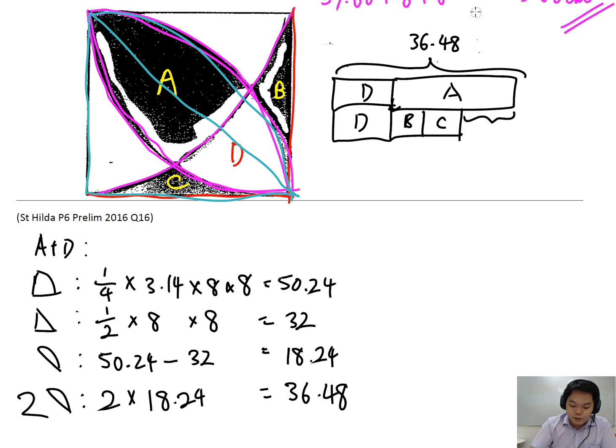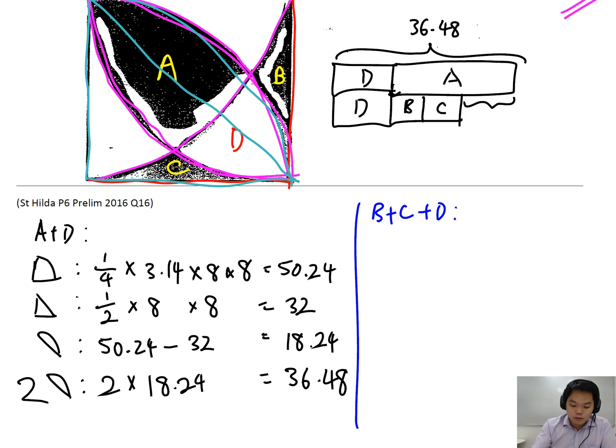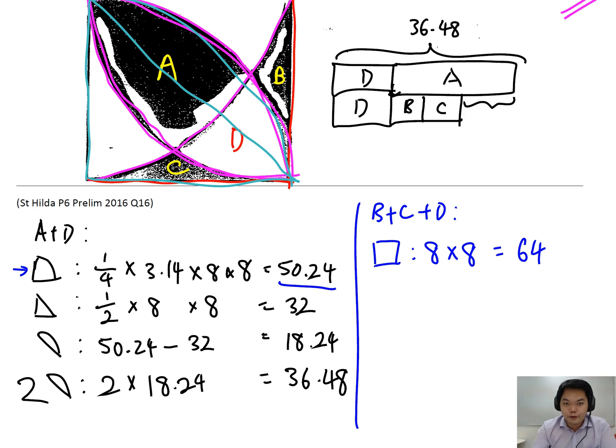Then on to B and C. B, C and D. To get this, we have to take the whole square and subtract off a quadrant. So we already know that the square has length 8, its area must be 64 cm squared. We already know that the quadrant's area is 50.24 cm. So this region alone would be 64 minus 50.24 to give us 13.76.